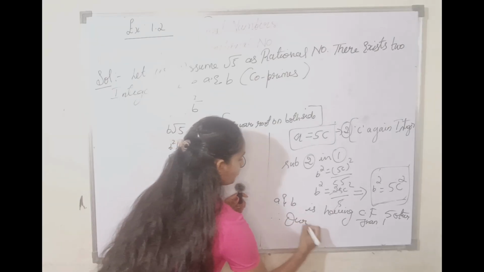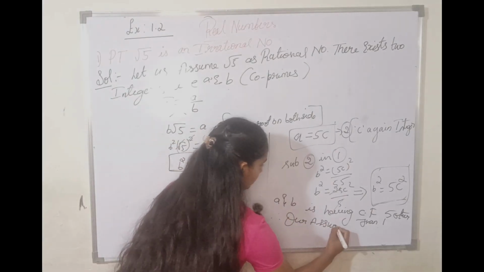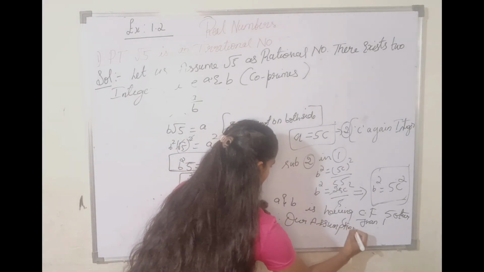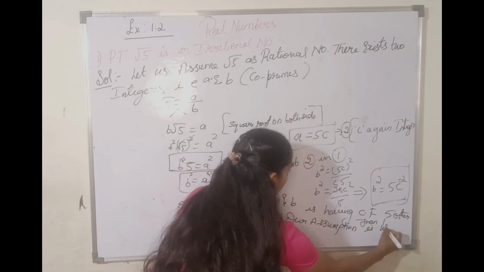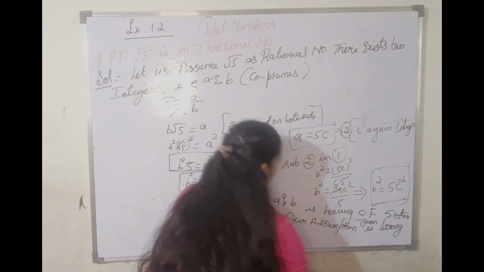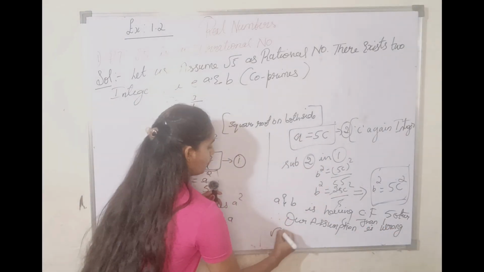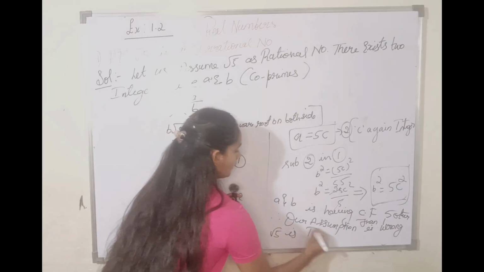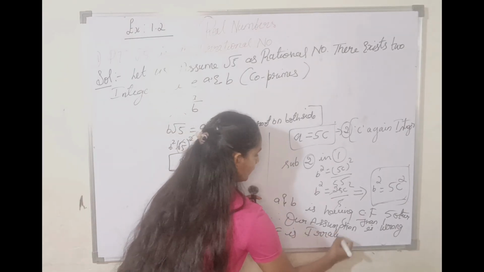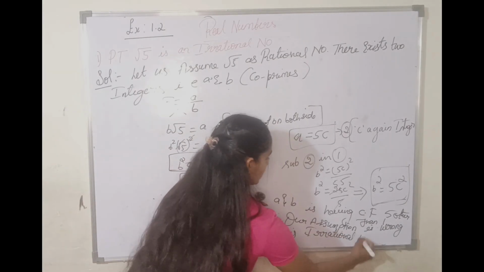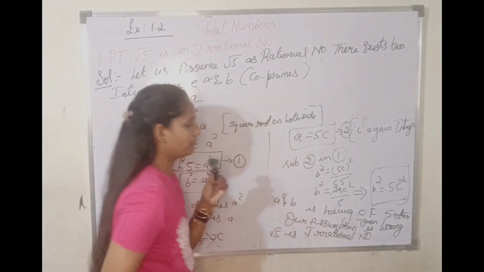Therefore, our assumption is wrong. Root 5 is an irrational number.